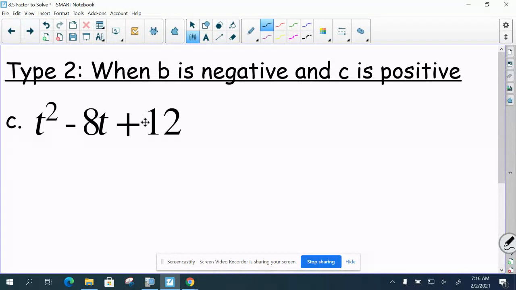How about this one? So 12, we could do 1 and 12, 2 and 6, or 3 and 4. Well, 2 and 6 would give us negative.